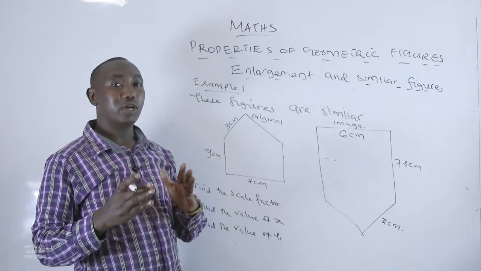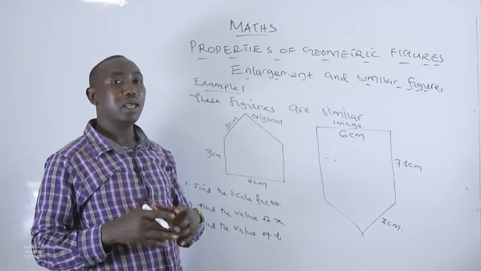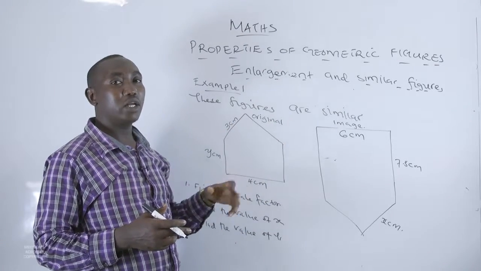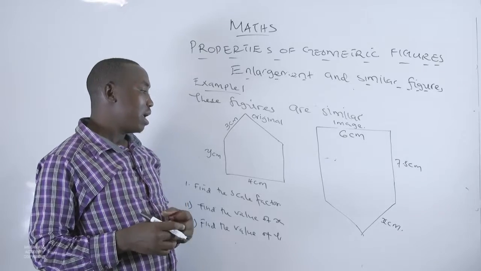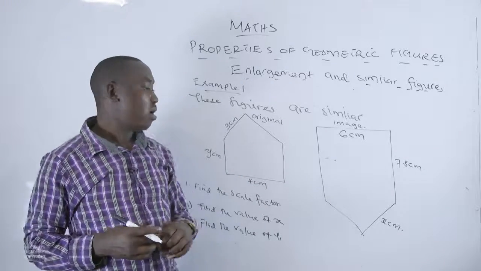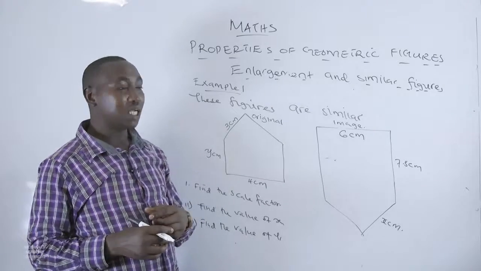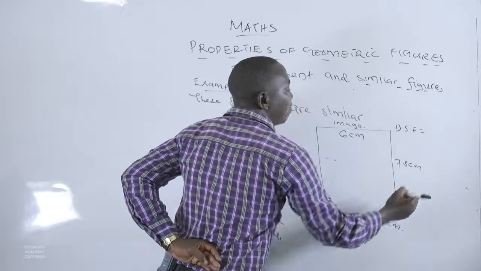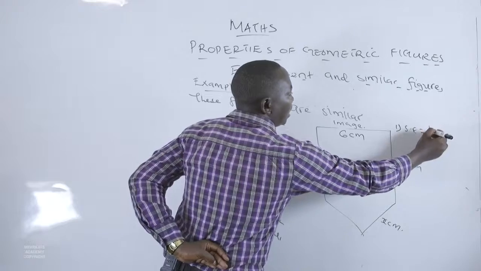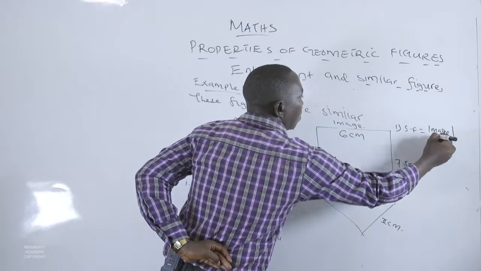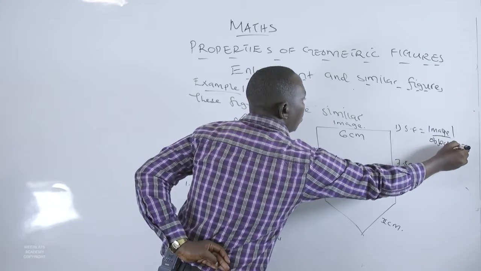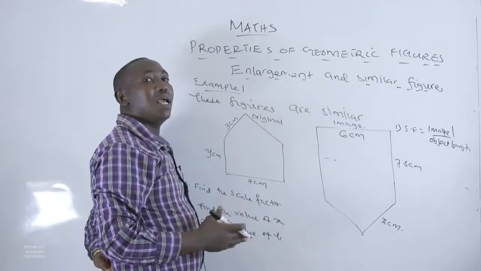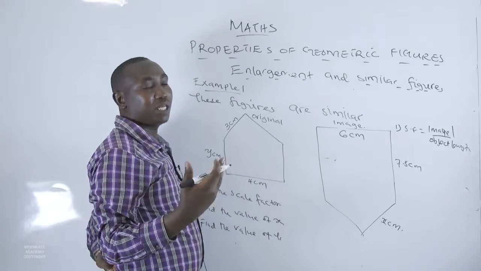Now we are told that these two particular figures are similar, and given that they are similar, that means they have pairs of corresponding sides which are in proportion. That means their lengths are going to be in proportion to the other. Now, to answer the first question, which requires us to find the scale factor, the scale factor will be given by image length all over object length.